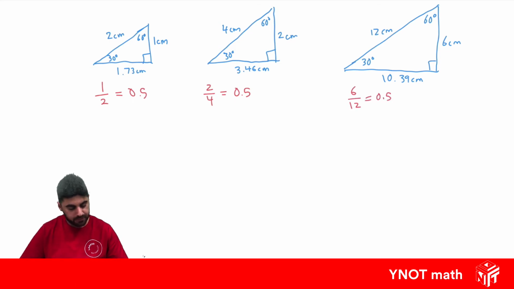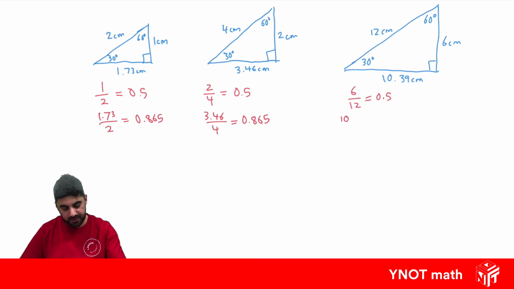Now we're going to do this side divided by this side. So the base divided by the hypotenuse. So we're going to get 1.73 divided by 2, and as a decimal, that's going to give us roughly 0.865. So we're going to take the base, 3.46, divide it by 4, and that's going to give us 0.865. Take the base in the other one, 10.39, divide it by the hypotenuse, which is going to give us 0.866.